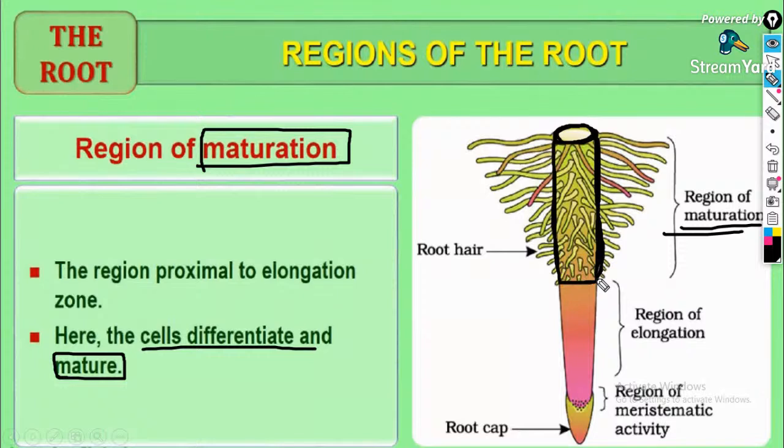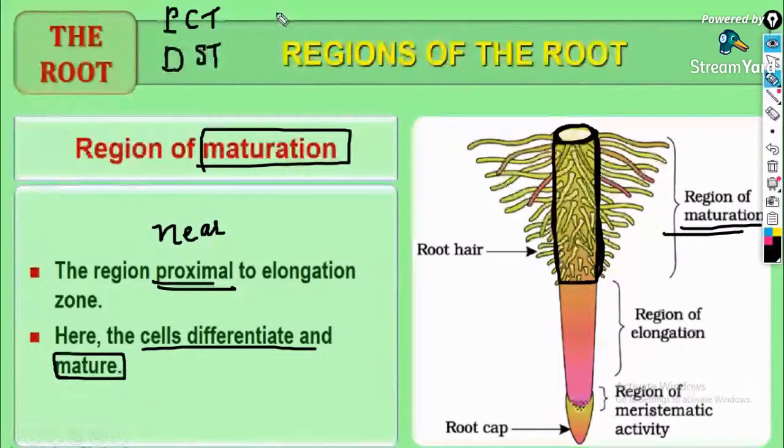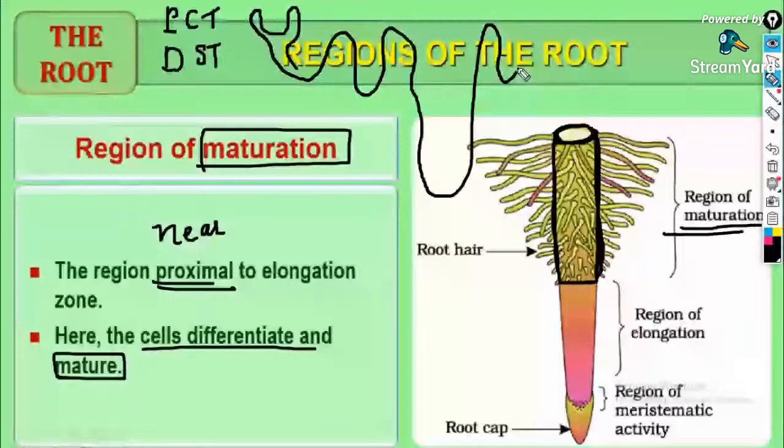Okay, so the region proximal means near. Students, you might have learned about the proximal convoluted tubule and distal convoluted tubule in your excretory system. PCT means, if you are studying about the glomerulus, guys, tell me about the structural and functional unit of a kidney. On the chat box, anybody can answer the question.